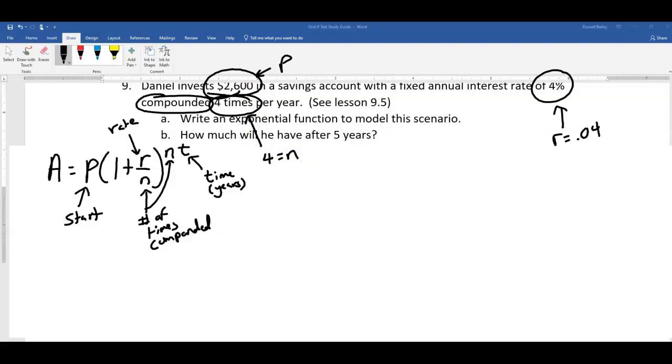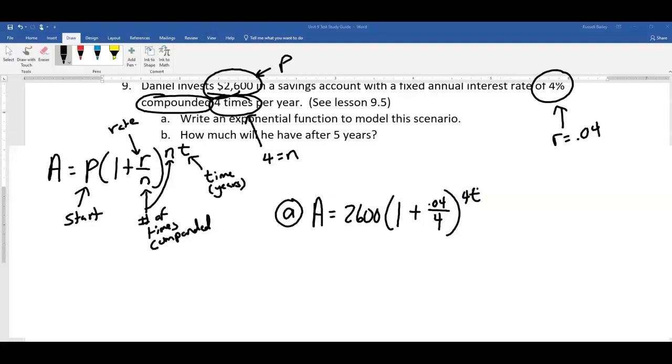And now we're ready to go ahead and do part A, which is to write an exponential function to model this scenario. So we have A is equal to the starting amount multiplied by 1 plus the growth rate over the number of times it's compounded per year. And we'll just put T here for now because we don't have a time to plug in. They just want us to write an exponential function.